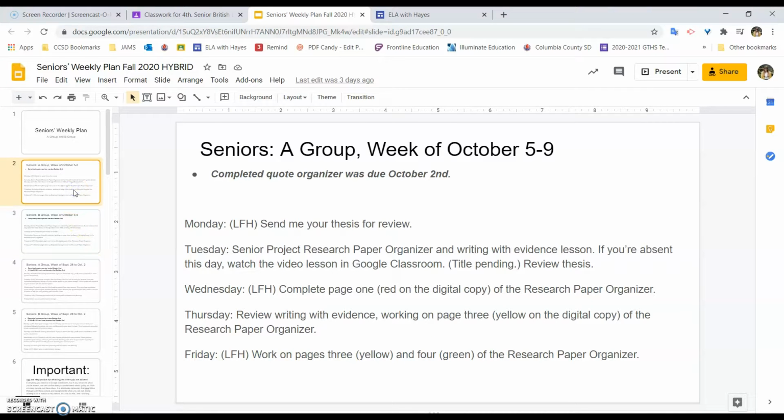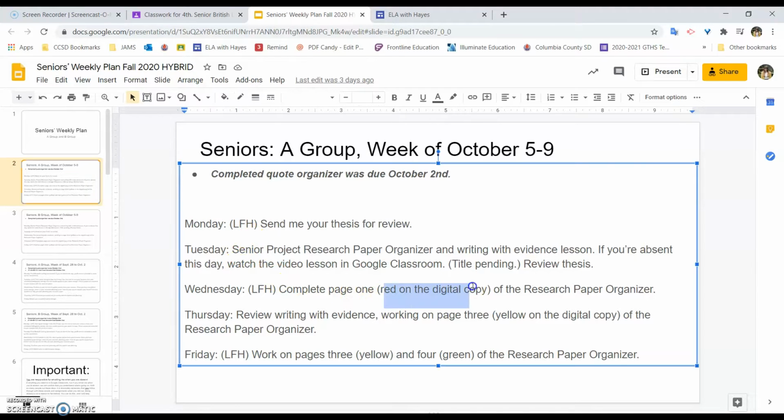And then either Monday or Tuesday, again depending on A or B day, you're learning a little bit about this research paper organizer. So this video is if you were absent on October 5th or 6th, or if you were otherwise unable to get the material. This is what this is for you. Then you're going to be moving to doing page 1 of the research paper organizer.